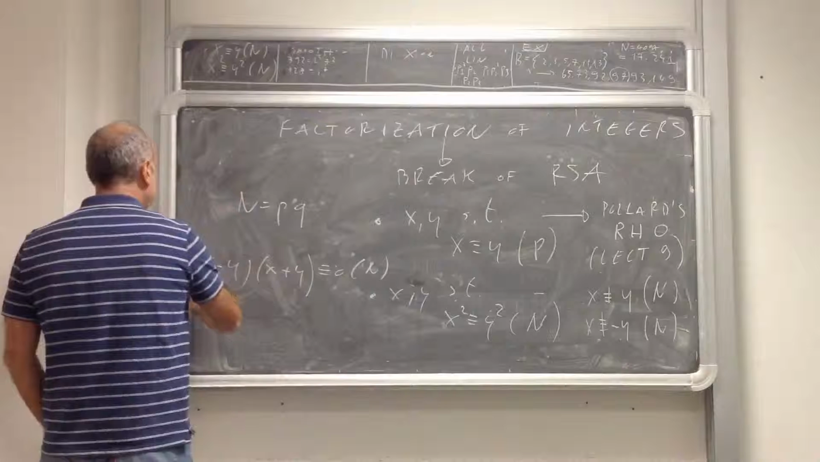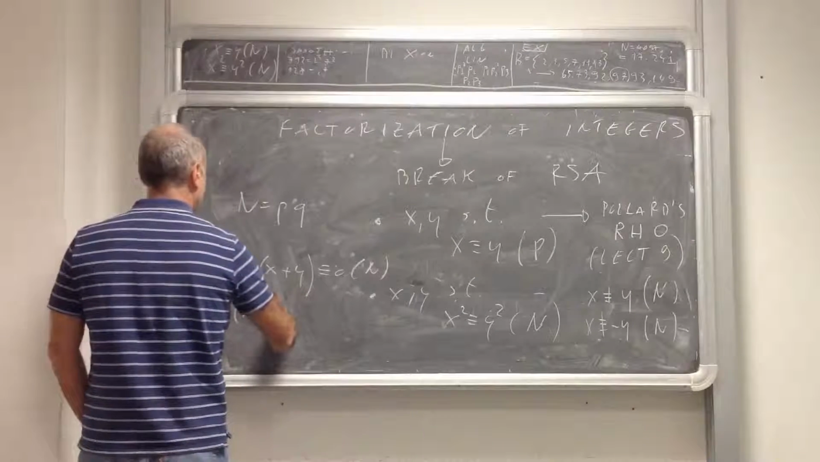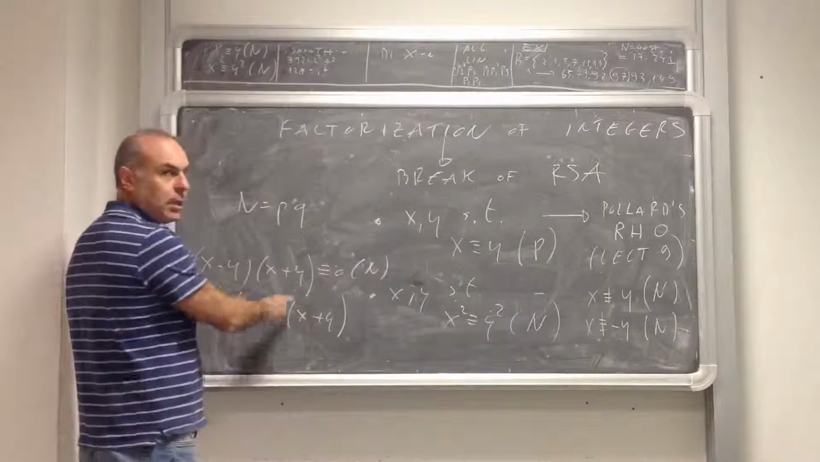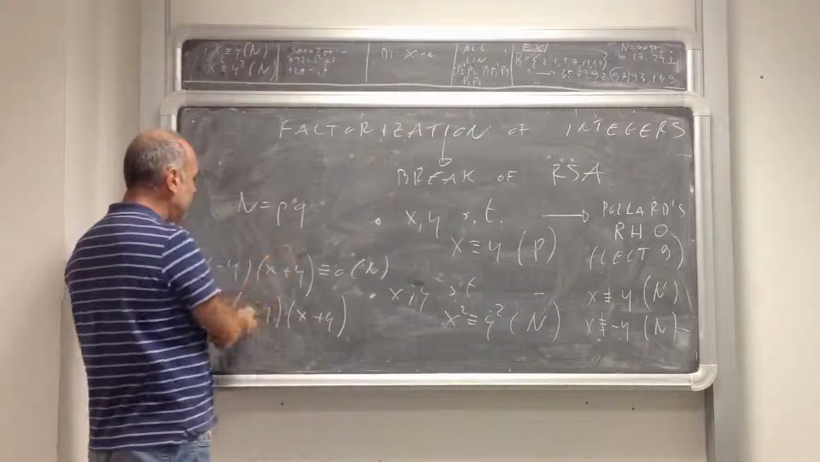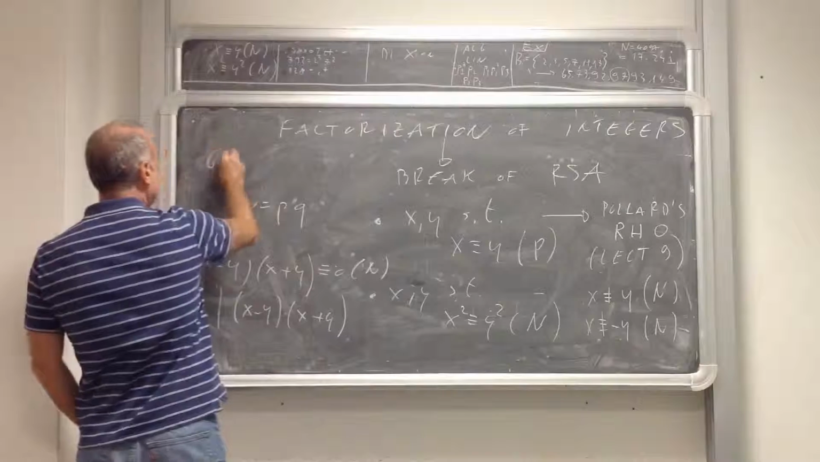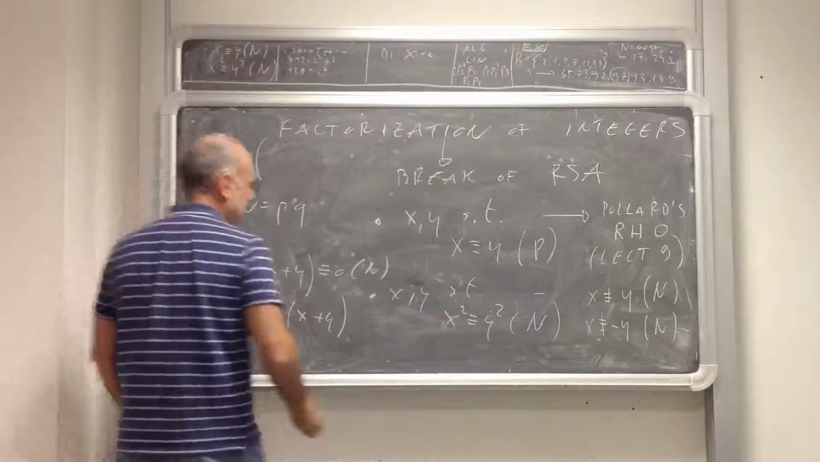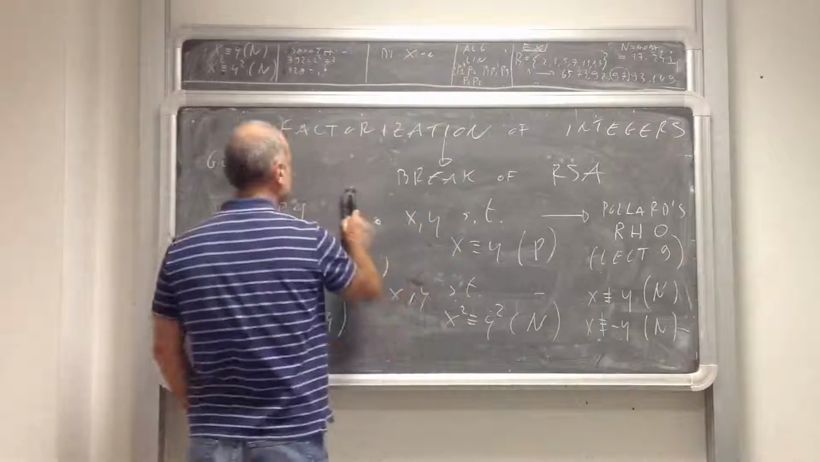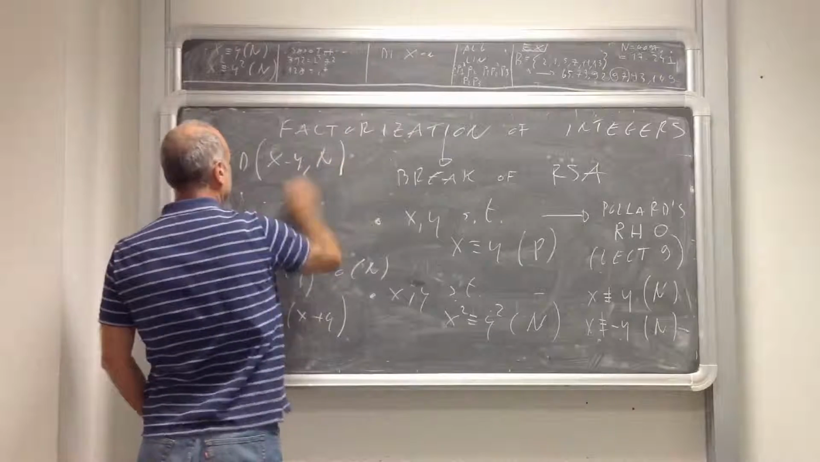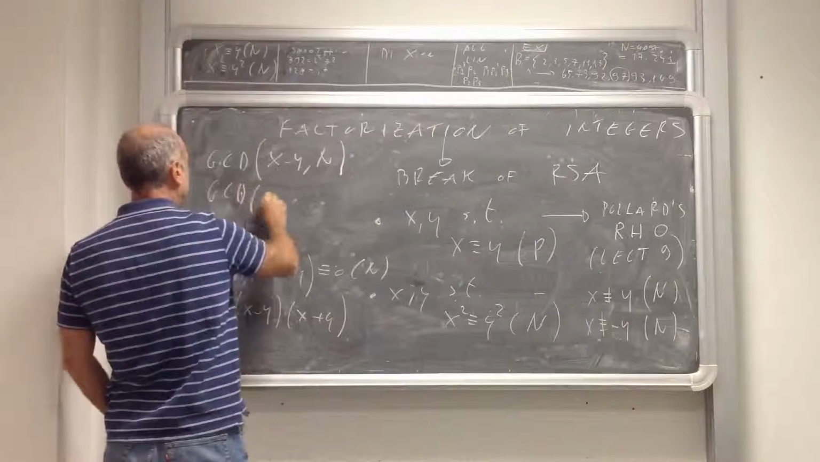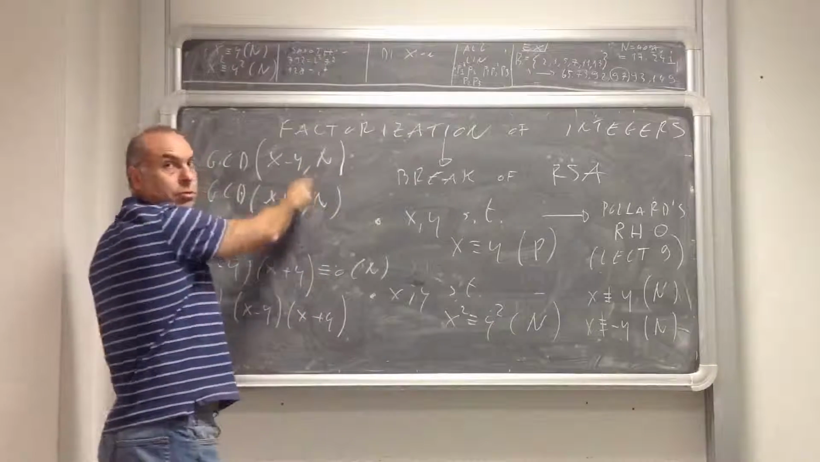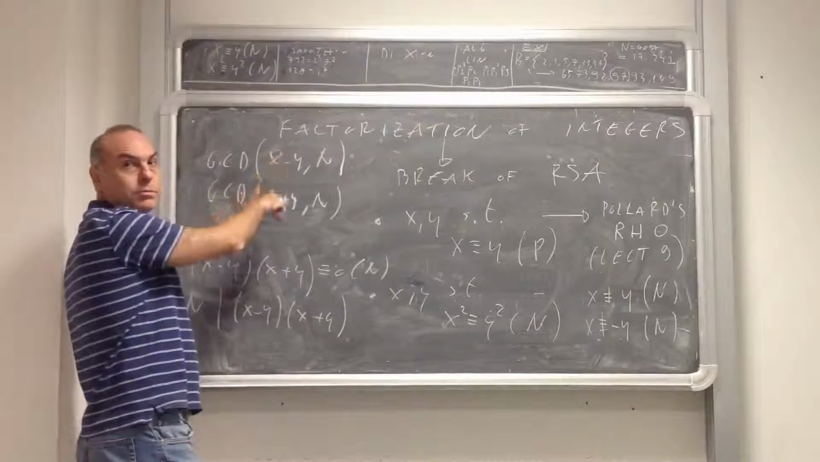x squared minus y squared should be congruent to 0 modulo n from this equation. So n will divide x minus y times x plus y, and p or q will be factors. These factors will be somewhere in these two factors. So what we do, we compute the GCD between x minus y and n, and the GCD between x plus y and n, and it's likely that one of these two will be either p or q.